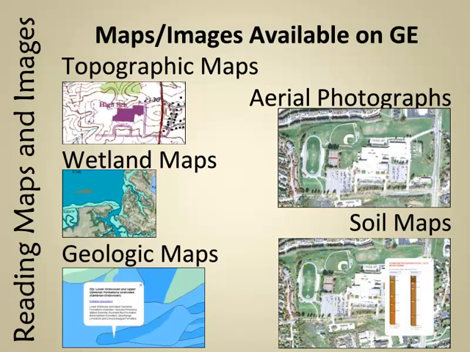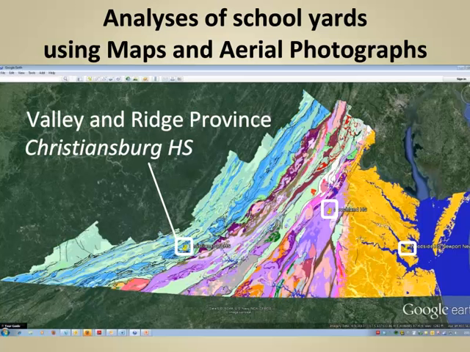The maps and photographs we talked about before are these, and we will show you examples of these at each of the 3 different sites. The first one we're going to take a look at is out in the Valley and Ridge section. Happened to pick the Christiansburg High School simply because we knew that there was going to be a lot of features there that would be examples. You could find examples like this all across the Valley and Ridge from Front Royal down to Abingdon.